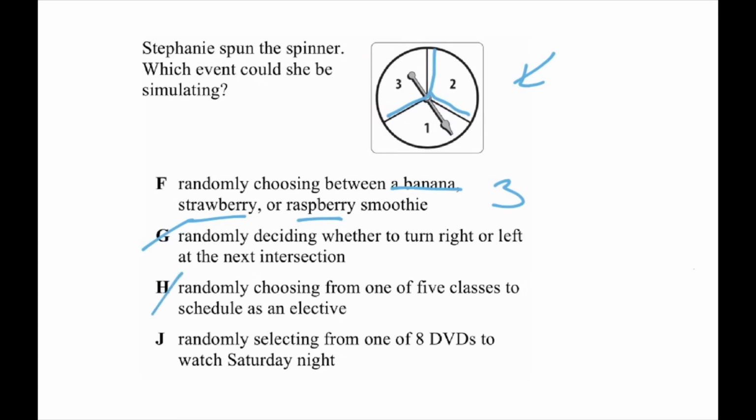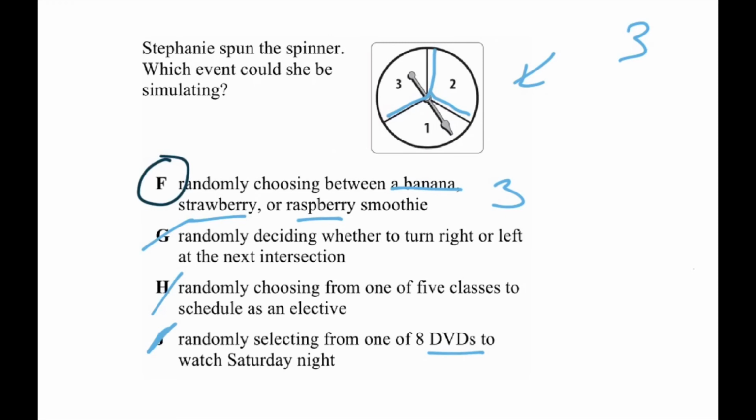J says randomly selecting from one of 8 DVDs to watch Saturday night. So if we have 8 DVDs, we have 8 movies to pick from. I'm sure y'all don't watch that many DVDs anymore. Y'all got Netflix. But if we have 8 choices, again, our spinner is not going to help us, because with a spinner like this, we really want 3 items to choose from, because we're trying to find the probability of getting one of them. So I'm also going to cross off J, because it's not going to serve us very well. We're going to come back up, and I think F is going to be our best option.